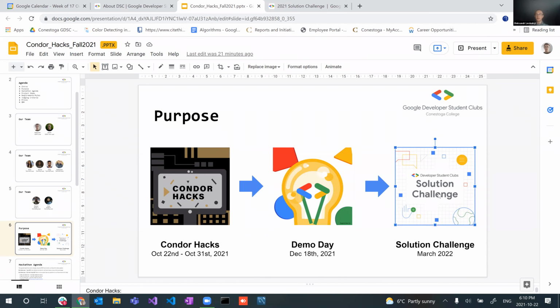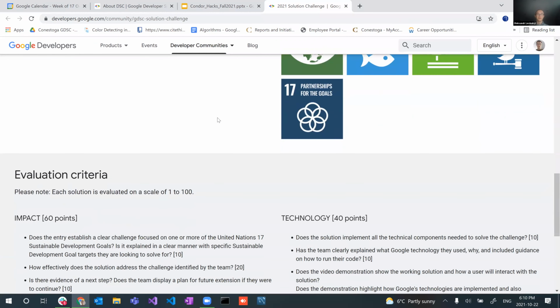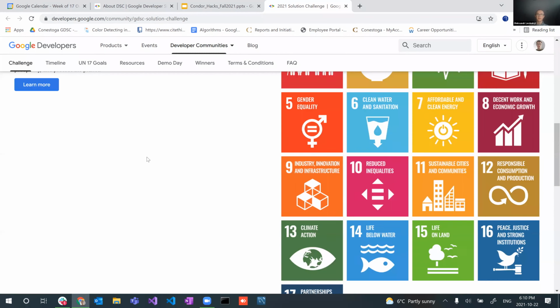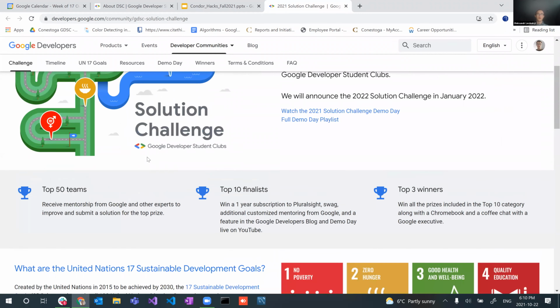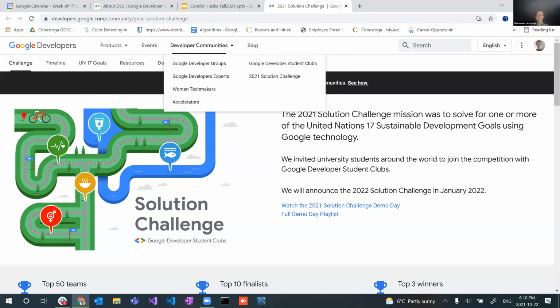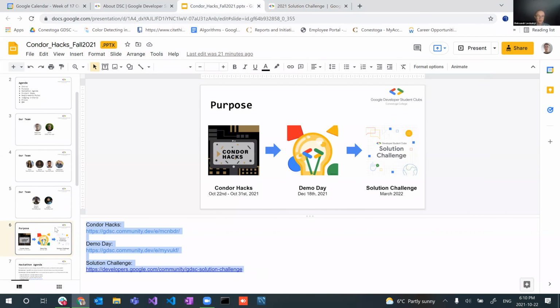And what Solution Challenge does is the top 10 teams get some cool prizes from Google, and the top 3 winners, I believe, even get a call with the Google CEO. I don't know, probably it's virtual, maybe they will invite them to Silicon Valley or something. You're welcome to read about it more, it's a very cool program. I will share all the links here.